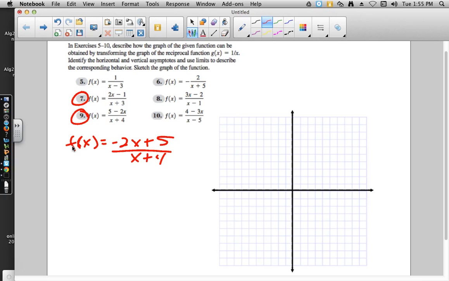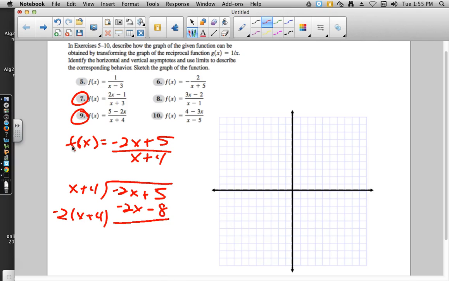So what we want to do is take x plus 4 and divide that into -2x plus 5, which of course requires that we multiply by -2. And that would give us -2x minus 8. We know that that's working, so I'm going to put my -2 up there. And then we go ahead and change the signs and add, and we get 13 for a remainder.